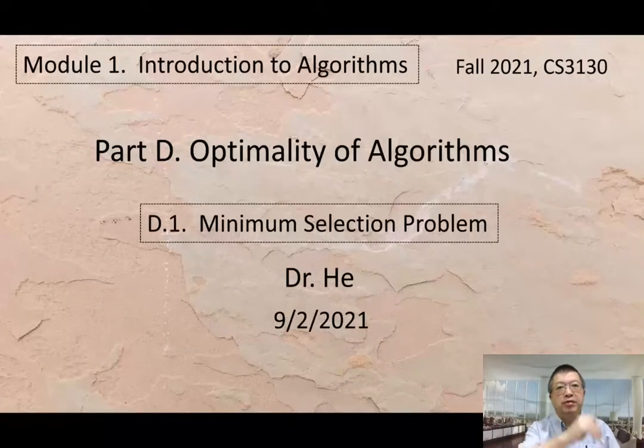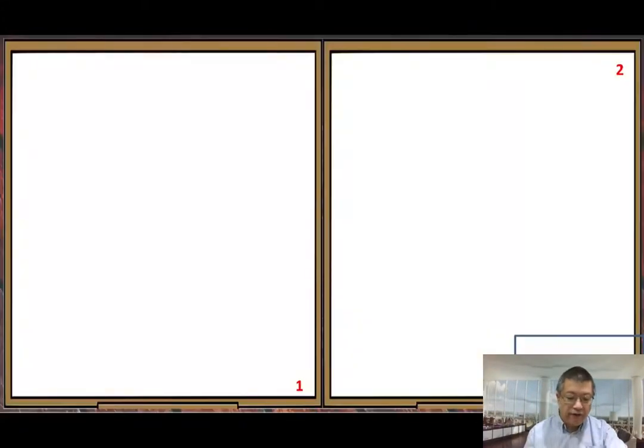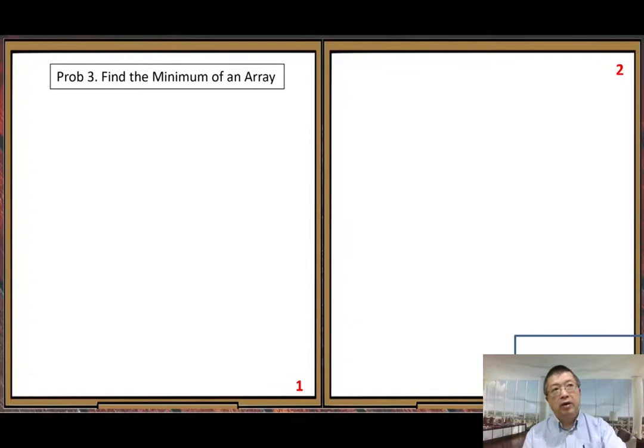D.1, minimum selection problem. In this one, we solve a very simple problem, a typical type selection problem, but it is a special one. So let's look at the question first. Our problem number 3 for this class, find the minimum of an array. That is a pretty simple problem, right? Everyone can do it.